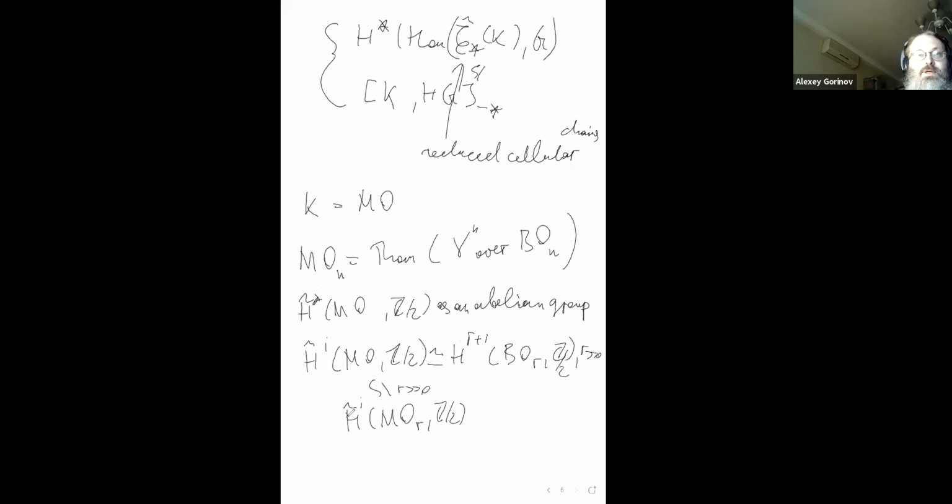Let's try to understand this formula. So we have this formula.